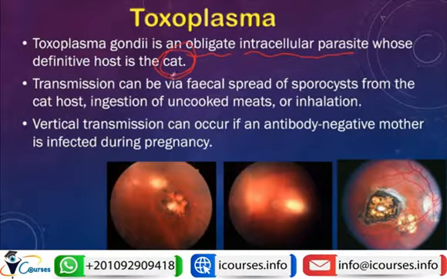And the cat will pass in its feces the sporocyst, or the sporulated form, in which it becomes a cyst in the soil, and then contamination by this oocyst will result in infection of the intermediate host, like the human or like the animal. So the infection can be acquired by ingestion or inhalation of this sporocyst, either through undercooked meat or by inhalation.